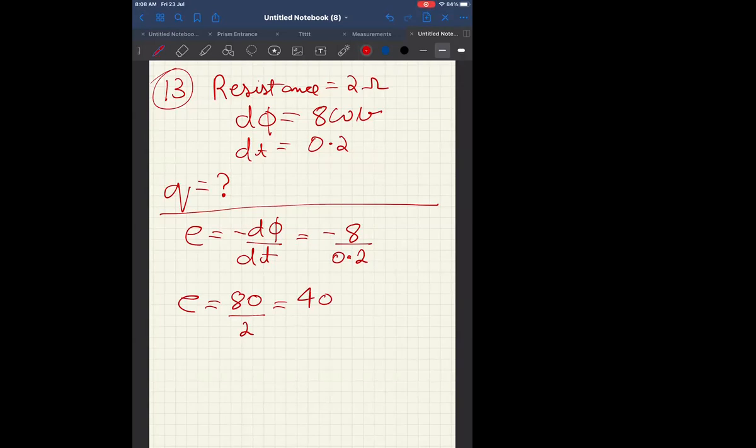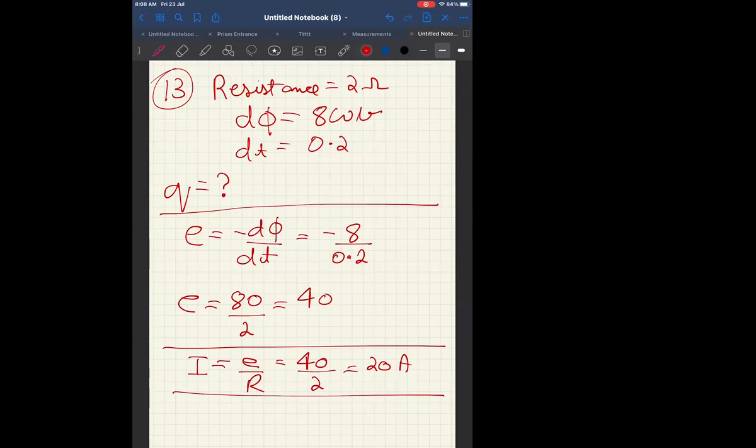Now, what is the current which flows? Can I say I is equal to E by R? That is the same Ohm's law, I is equal to E by R. Now E is 40 and R is 2. Therefore, can I say current is 20 ampere?